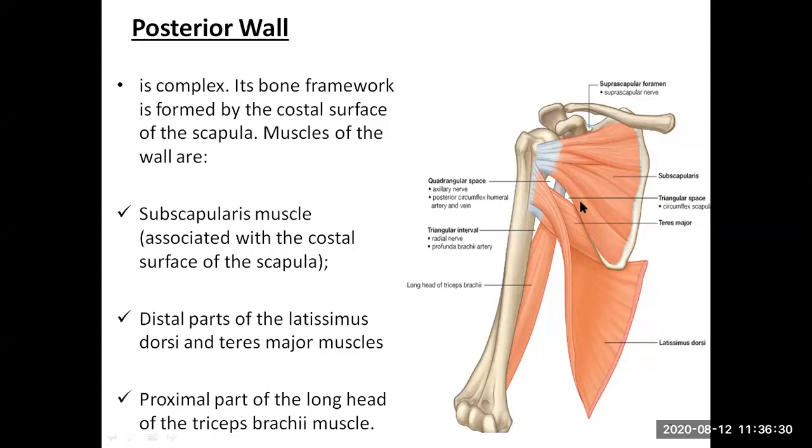Here the axilla is communicating with the posterior scapular region. This is the quadrangular space, this is the triangular space, this is the lower triangular space. Through this inlet, the axilla is communicating posteriorly with the posterior scapular region.